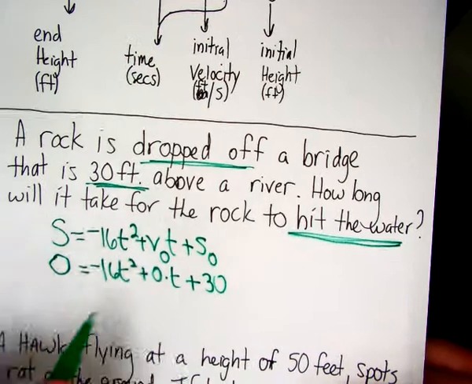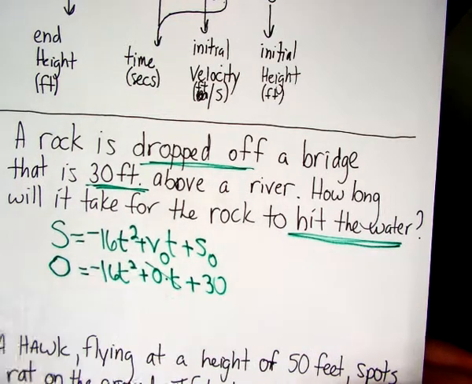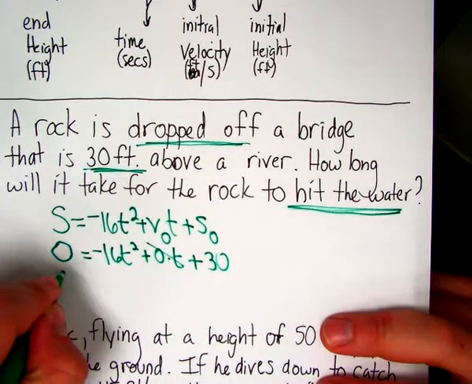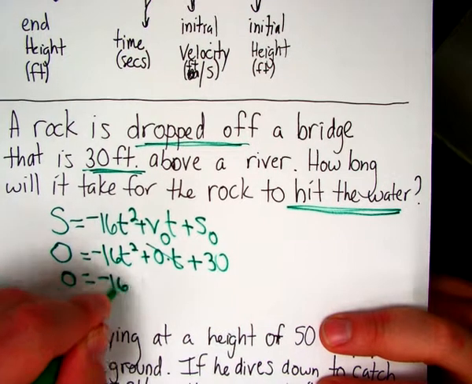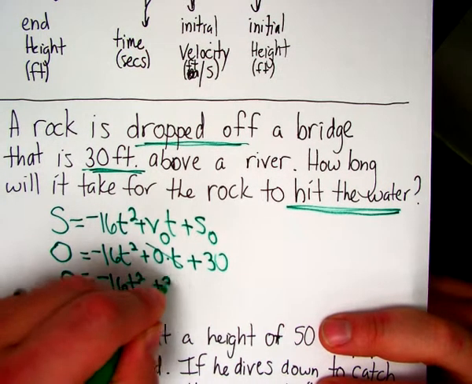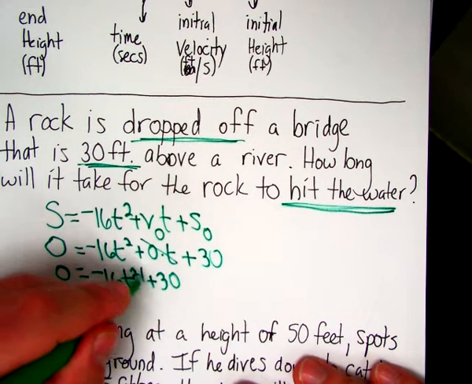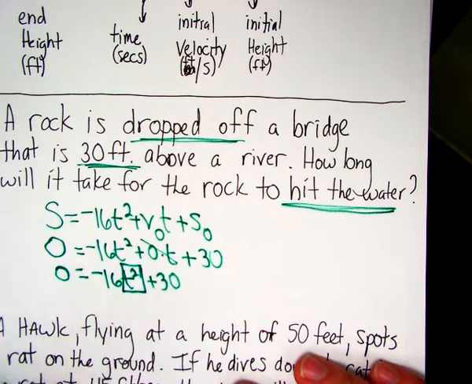Go through and simplify this. 0 times t we don't have to worry about. We could just actually get rid of that. So we're left with 0 equals negative 16t squared plus 30. The easiest method that we have to go ahead and solve for this is to use a square root method, which means that we are going to isolate our t squared within the problem.